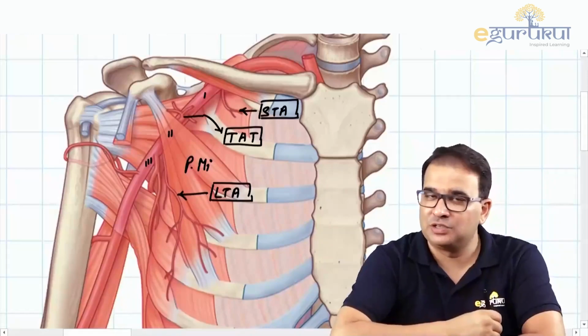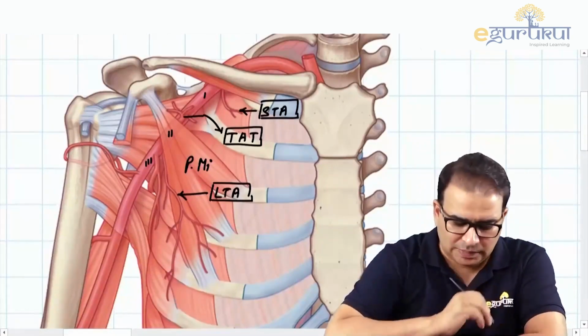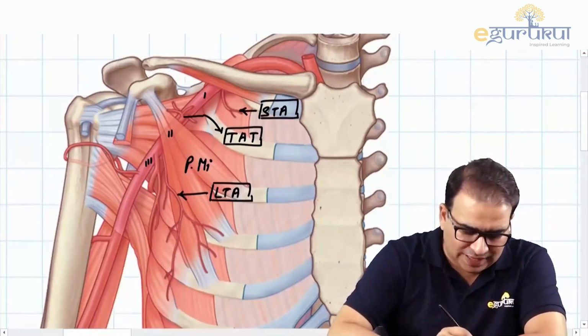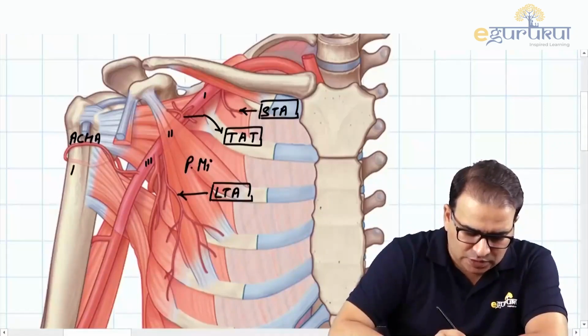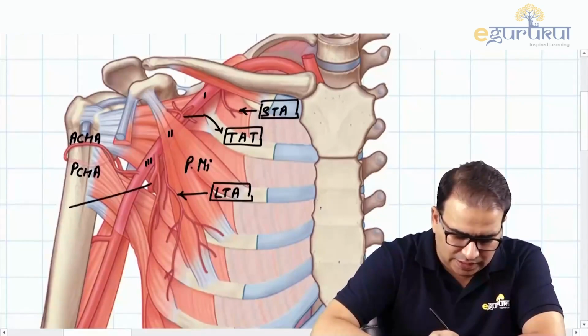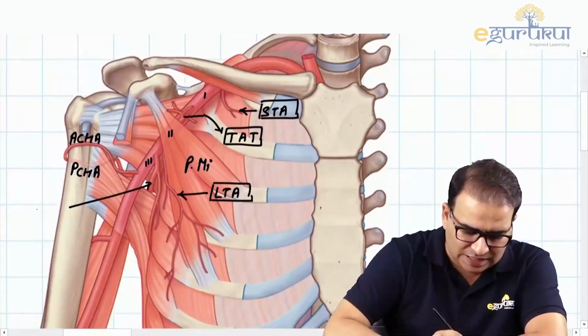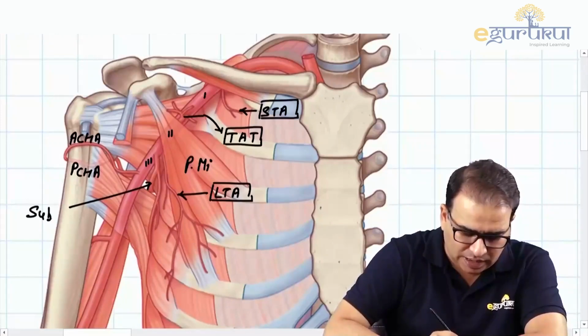Third part, look at the third part giving off this ACHA, that is an anterior circumflex humeral artery, and the one which is behind that is a posterior circumflex humeral artery. And yes, this one here is the largest branch of axillary artery. We said that is a subscapular artery.